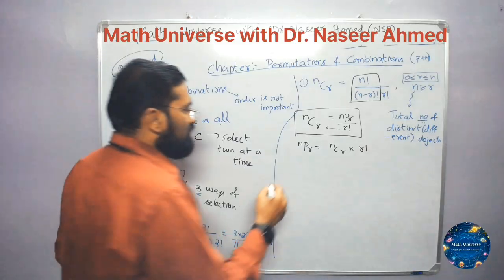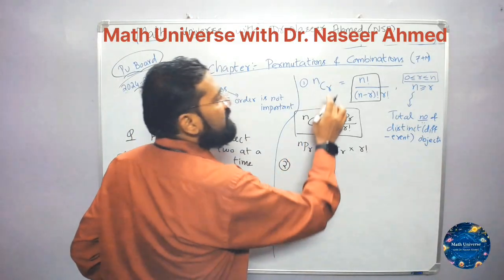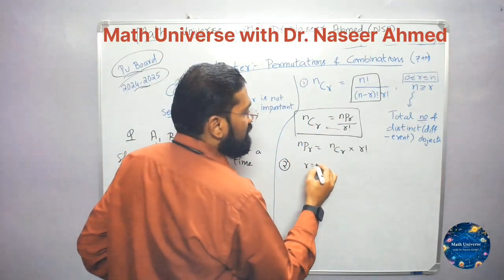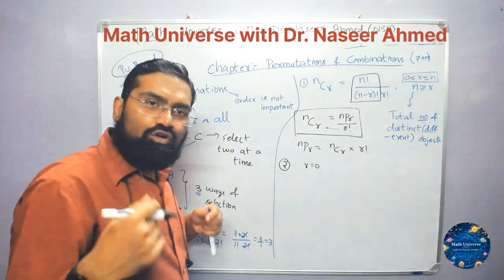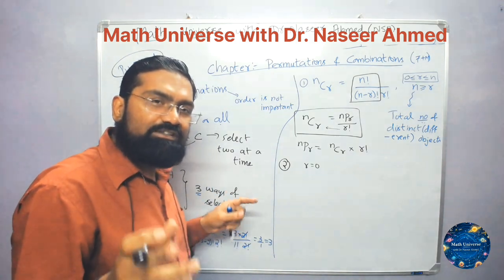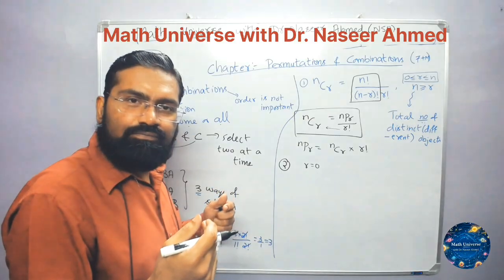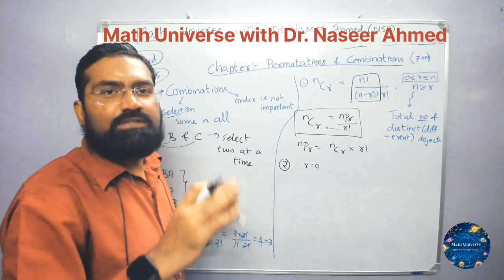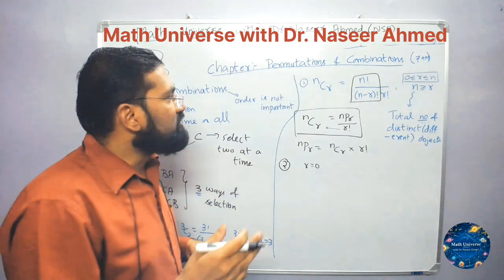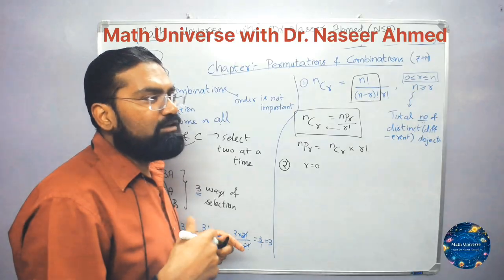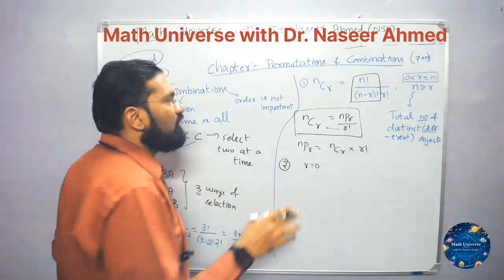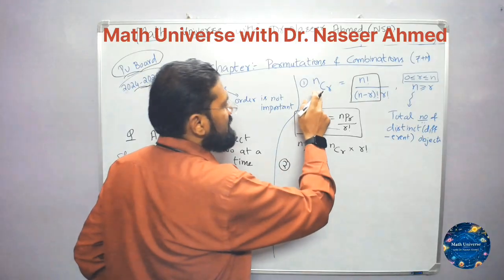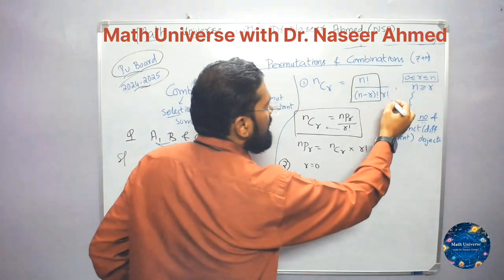Next, some more deductions. See this formula. If r is equal to 0, it means I don't want to select any of the objects. When I say I don't want to select any one of the objects, it also means I am not selecting any object, correct? So how many ways can we ignore the objects? Only one way: don't select them, reject them. So one way. One should be the answer. Can we get this? Put r as 0 here.